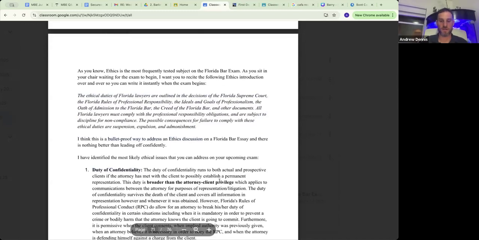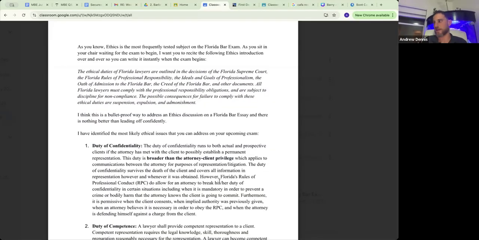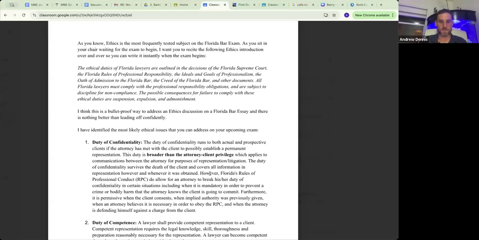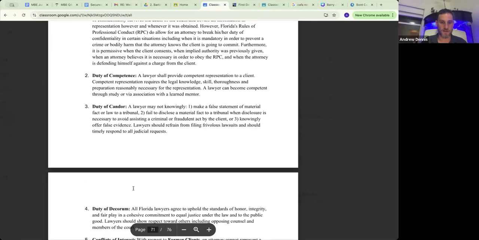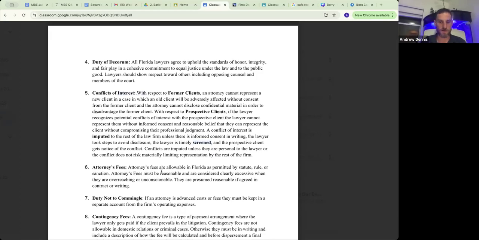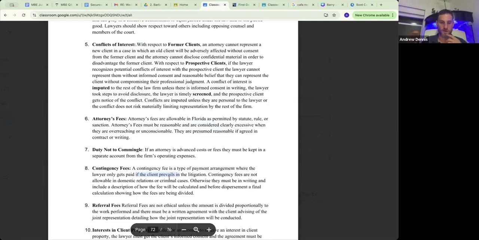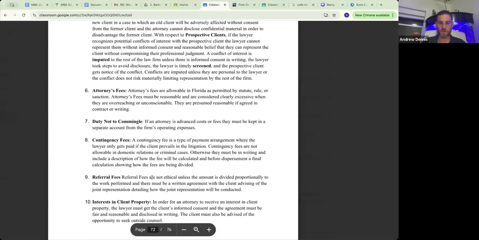Duty of confidentiality, I didn't mention, but it's broader than the attorney-client privilege, right? So the duty of confidentiality means that everything that is said in confidence between an attorney and client is supposed to be very sacred and protected. Competence, candor, and decorum, conflict of interest, imputation, and screening. Attorney's fees, right, have to be reasonable and are considered clearly excessive when they're overreaching or unconscionable. Duty not to commingle funds. Contingency fees, right, they're not allowable in domestic or criminal cases. Otherwise, they must be in writing and have the calculations. Referral fees are not ethical unless divided proportionally to the work performed, right?